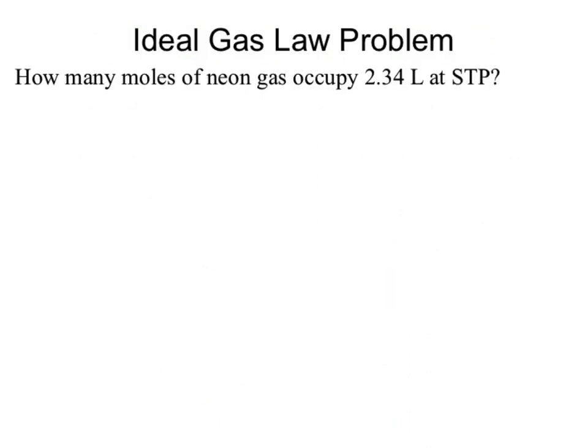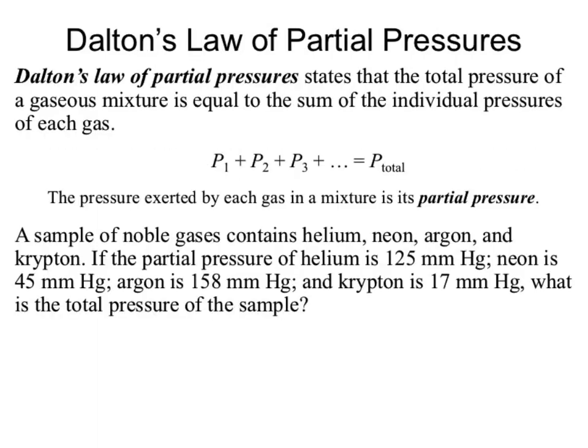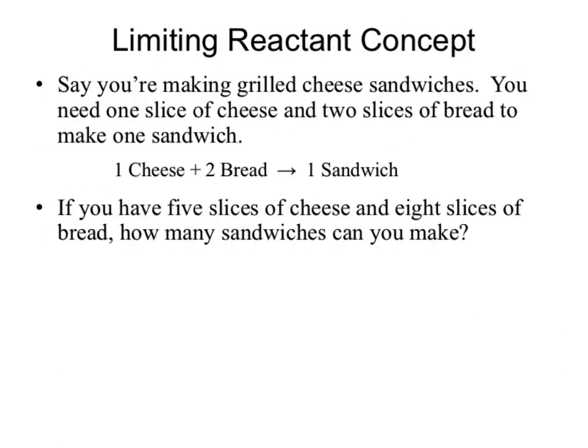Okay? So on Thursday, what we're going to do is look at the moles of neon gas that occupy 2.34 liters at STP. We will solve it two ways. After that, we're going to skip into looking at probably limiting reactants, right? Which is going to be where you get to prove to me how much you understand this material.